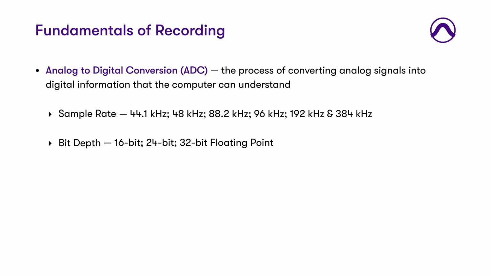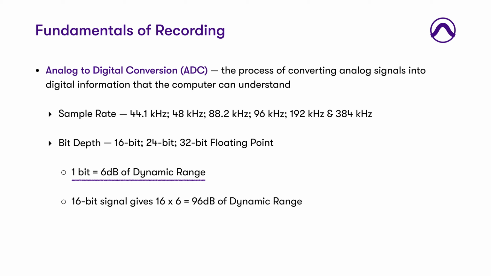Dynamic range can be determined from our bit depth itself. Every bit that we use gives us 6 dB of dynamic range, which means if we are recording in 16-bit, our recorded signal will have a dynamic range of 16 times 6, that is 96 dB of dynamic range. If we record in 24-bit, our recorded signal will have a dynamic range of 24 times 6, that is 144 dB of dynamic range. Recording in 32-bit is a bit different though, it's not straightforward math. So we'll cover that in our recording and mixing module.